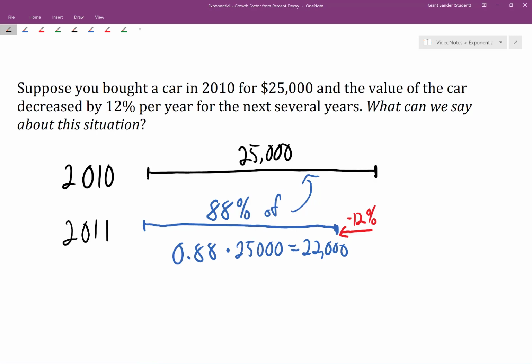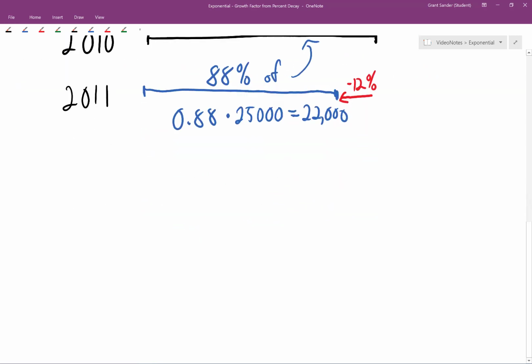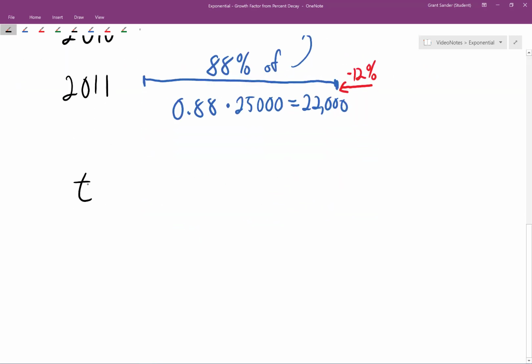Now, there's actually nothing special about choosing 2010 and 2011 for our years. Maybe instead, we look at t years after the beginning of 2000. So we have some value here. And then we look at the value again 1 year later, so t plus 1 years.